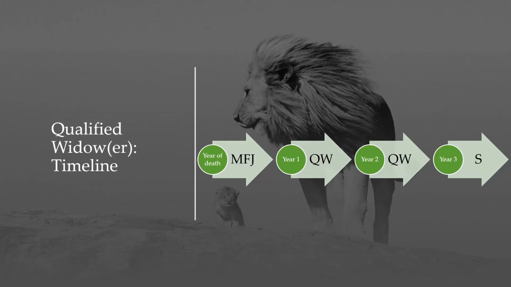It always seems like there are test questions regarding this filing status and the timeline of filing qualified widow or widower, so I just wanted to clarify it. In the year of the death of the other spouse, provided that the taxpayer has not remarried, the taxpayer would file married filing joint with their deceased spouse. Then in the next year after that, again provided that they haven't remarried, they would use the qualified widow or widower status. And the next year as well, provided they didn't remarry. And then in year 3 and beyond, they would begin to file single again.